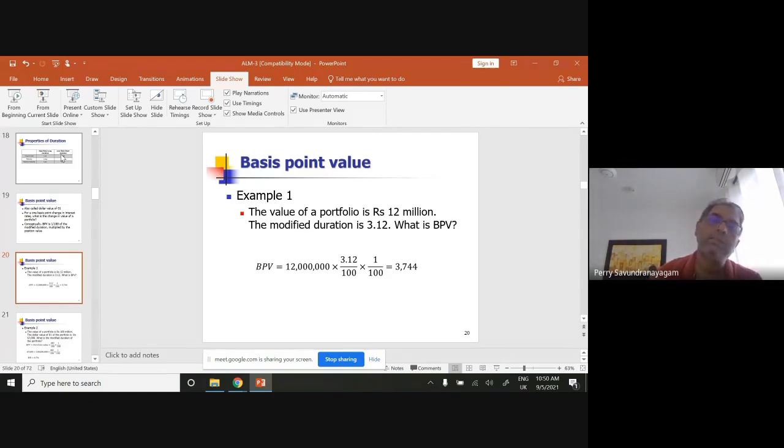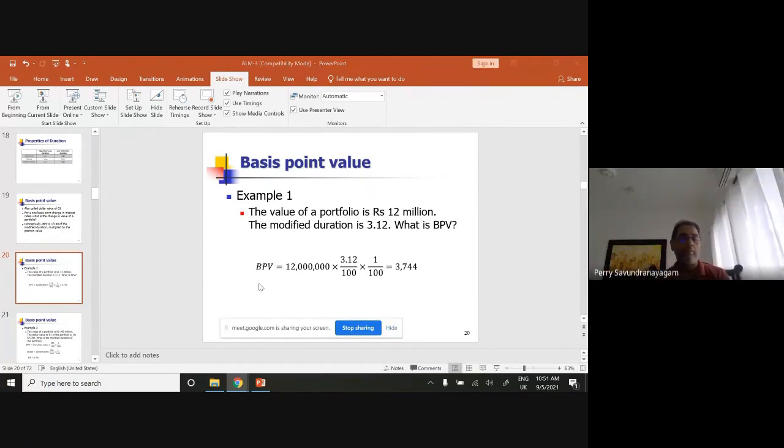3,744. In other words, if yields come down by 1 basis point, your portfolio of 12 million, based on the modified duration, would move by 3,744. Negative or positive. If interest rates have come down, it will move by positive 3,744. Is that clear?